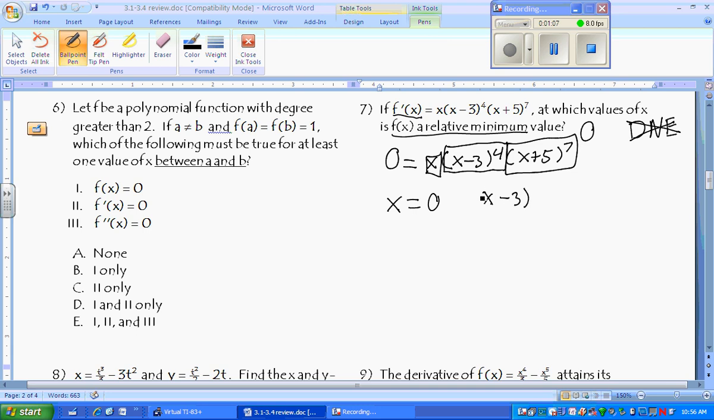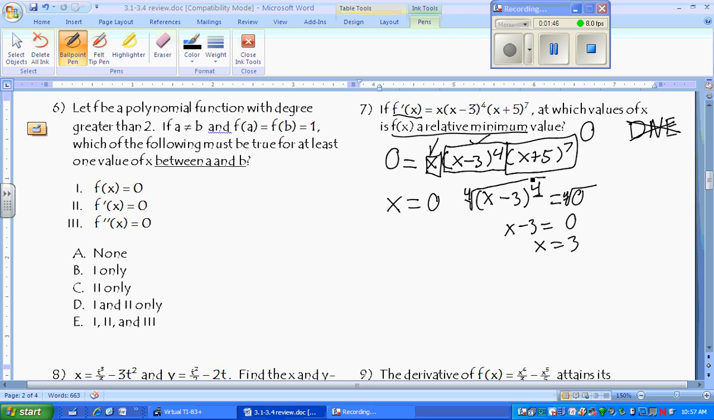(X minus 3) to the 4th, we'll set that equal to 0. We have to take the 4th root, which means that we're going to get rid of that 4 there. And whenever you take 0 and try and divide it by something, it's always 0. So it's going to be x minus 3 is equal to 0. Our next step is to just get that 3 to the other side. So x equals 3. So we've got this one done, and we've got this one done.